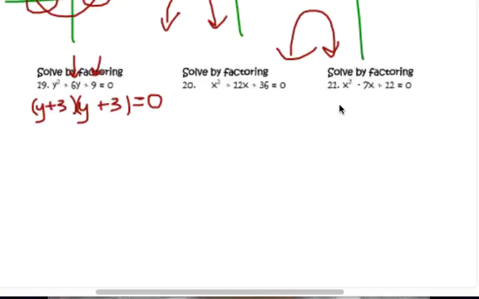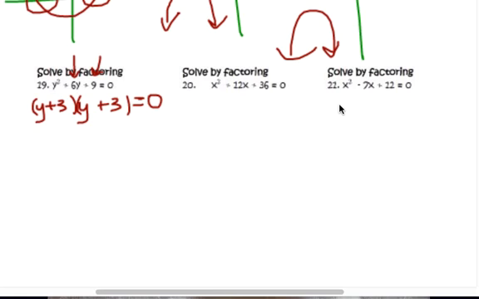So we end up with y plus 3 times y plus 3 equals 0. Or I told you to write it as y plus 3, the quantity squared, right? Well, you only have to do that if I'm simply asking for it to be factored. But these directions say solve by factoring. What that means is factor, but I want the solution. I want you to solve it. I want you to tell me what the zeros are, not just factor it.